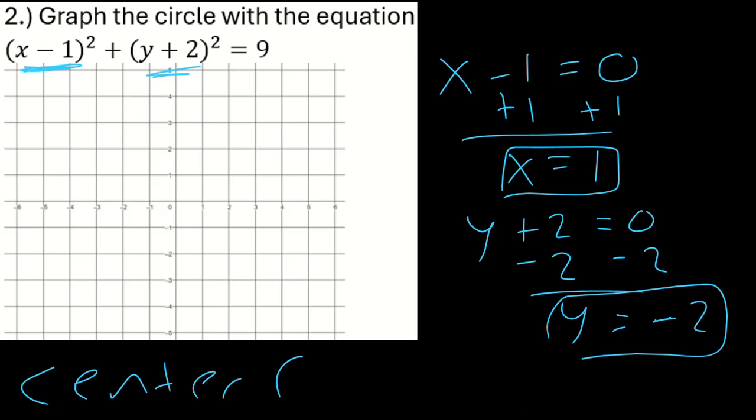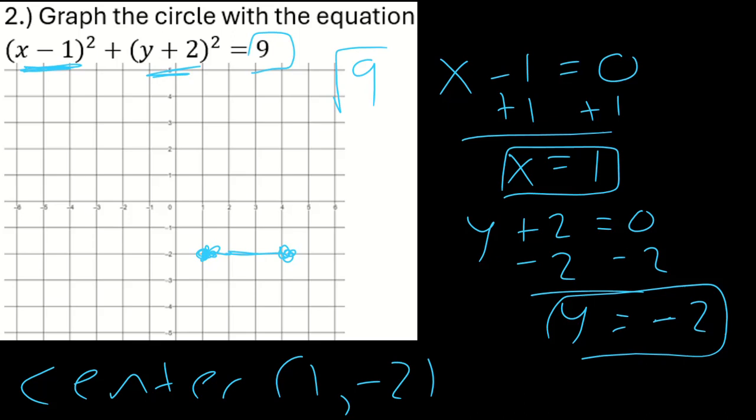My center will be at 1, -2. So I'll go to the right 1 and down 2, and notice that my center is going to be right about there. Now next, I know that this is equal to 9, but that's not telling me that I have a radius of 9. It's saying, hey, I want to take the square root of 9. All right, and the square root of 9 is 3.